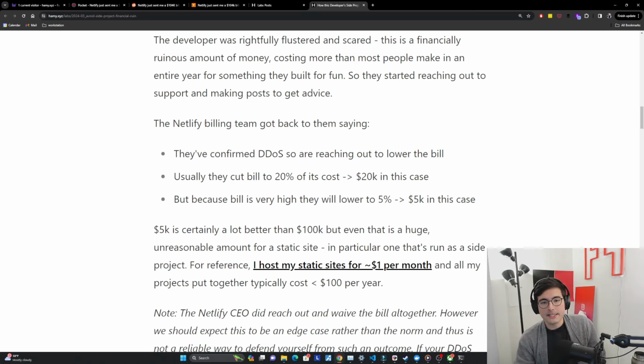And the Netlify billing team did get back to them. This is basically what they said. They confirmed that it was a DDoS. Their policy is to reach out when they confirm this and to try to lower the bill. The reasons they can lower the bill, we'll talk about later. Usually they cut the bill to 20% of its cost, which means it would cost $20,000 in this case. This is the deal they give to most developers. But they said they're willing to make an exception in this case because the bill is so high. They're willing to lower it to 5%, which is $5,000.